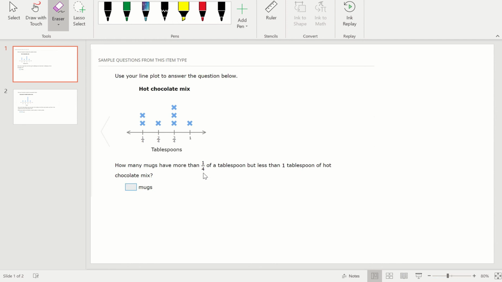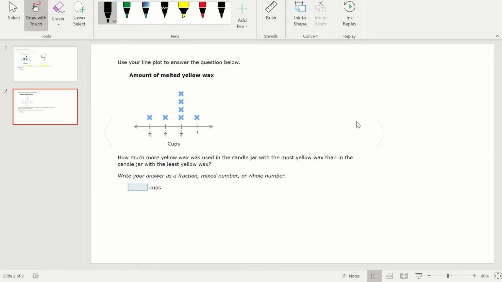So it doesn't say how many people or how many mugs are filled with 1/4 and more. We don't include the 1/4 because it's more than 1/4. And then less than 1 tablespoon. Not 1 tablespoon, but less than that. So in the middle here of 1/4 and 1, we see that there are 4 people. So 4 mugs.